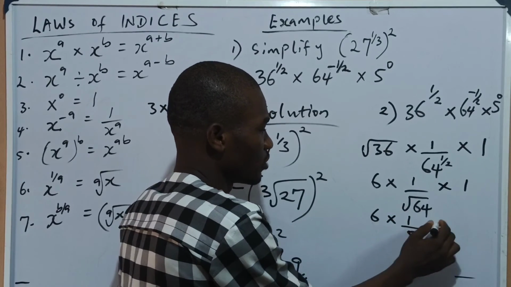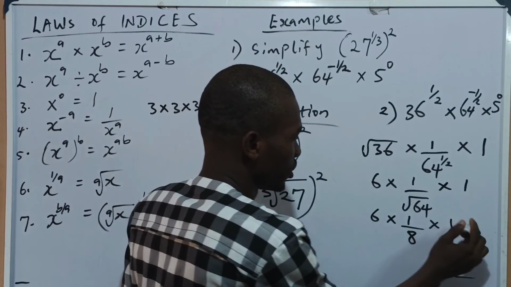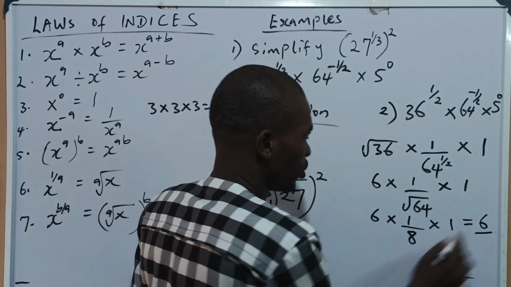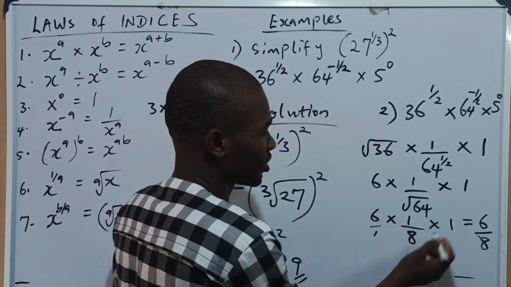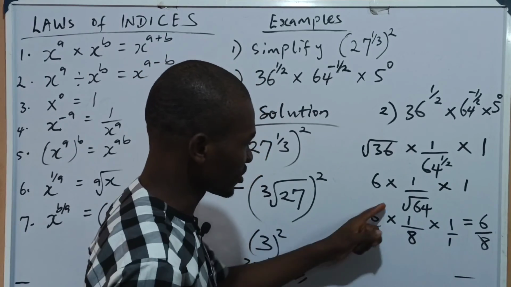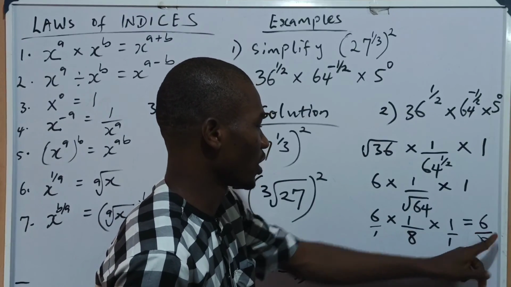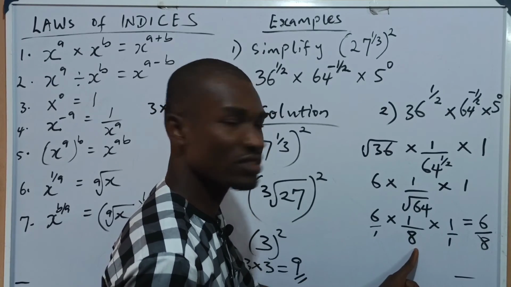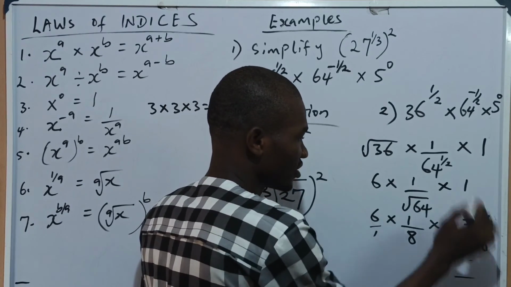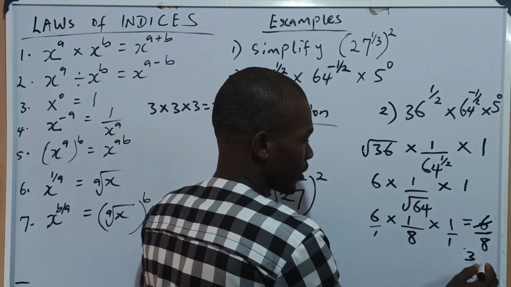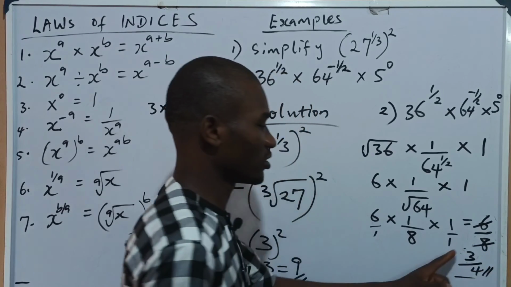of course, is 8, then multiplied by 1, such that 6 times 1 times 1 is the same thing as 6 all over 8. Remember, 6 is the same thing as 6 over 1, and 1 is the same thing as 1 over 1, such that 6 times 1 is 6, multiplied by 1 is still 6. 6 over, we have 1 multiply 8 is 8, and 8 multiply 1 is 8. Then, if 2 divides 6, we are going to have 3, and if 2 divides 8, we are going to have 4. Hence, the answer is 3 over 4.